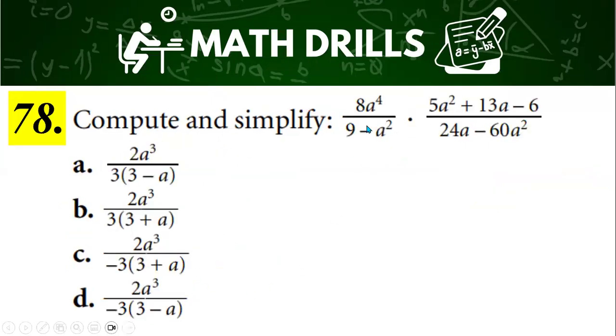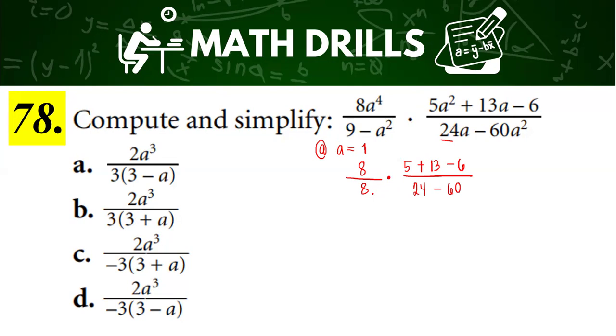Next, 78. We have multiplication here: 8a to the fourth over 9 minus a squared, times 5a squared plus 13a minus 6 over 24a minus 60a squared. This time, let's do the same and have a equal to 1. So 8 times a to the fourth is 8, over 9 minus 1, times 5 plus 13 minus 6 over 24 minus 60. I just copied the coefficients since I set a equal to 1.